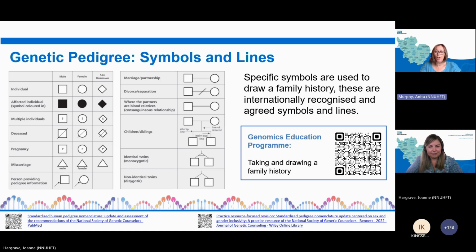Now we have a QR code on here, but we are sharing these in a slide at the end of this session, and we'll have links to all of these, so you don't need to worry about not being able to access it at the moment. But this QR code particularly will take you to the Genomics Education Programme, where they have a module on taking and drawing a family history. This gives you a much more in-depth understanding of all these symbols and lines, what they all mean and how to use them in practice.